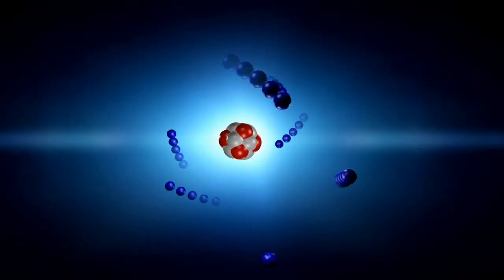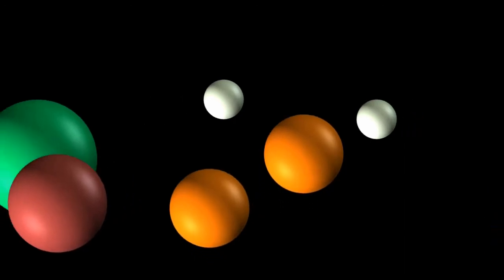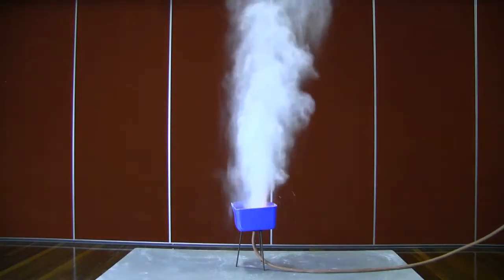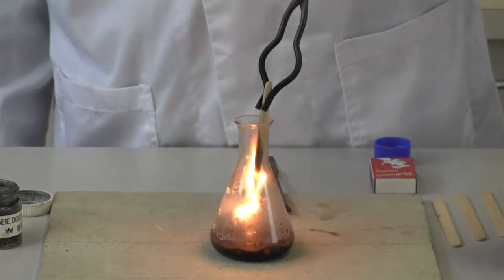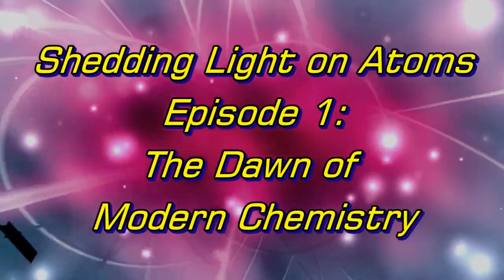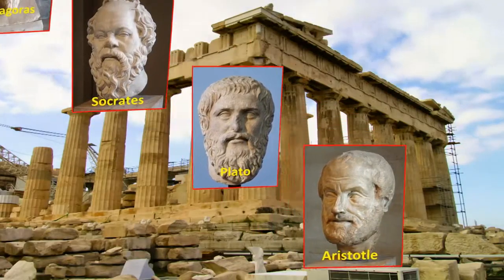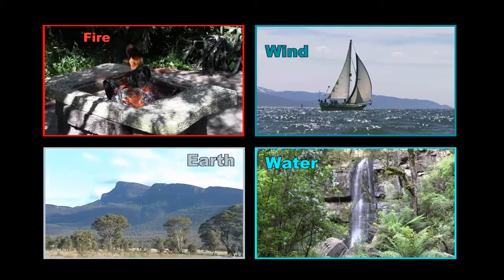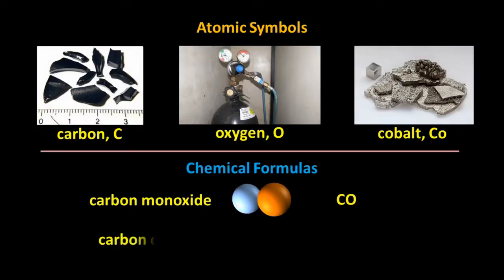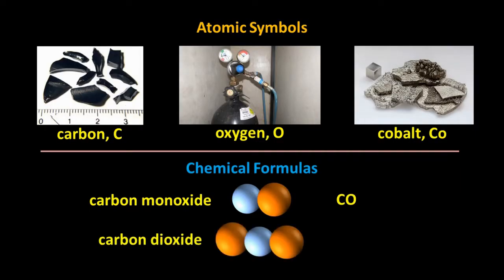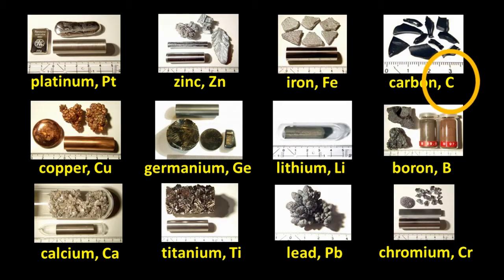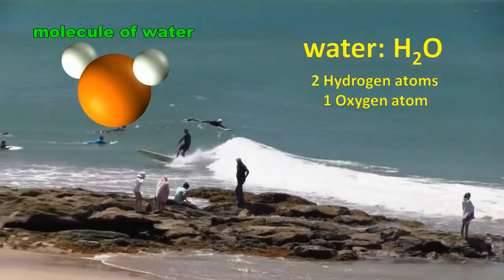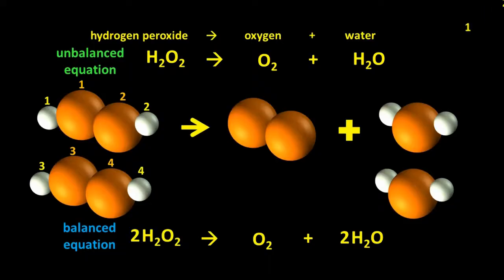Atoms are far too small to be seen directly, so how do we know that they exist? The Shedding Light on Atoms series brilliantly answers this question. In Shedding Light on Atoms Episode 1, The Dawn of Modern Chemistry, we take a quick look at the ancient Greek four-element theory, and then follow this up with an explanation of what elements, compounds, and mixtures actually are. A basic understanding of elements, compounds, and mixtures helps students understand the many chemical reactions that they will see.